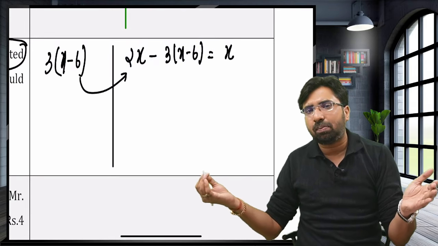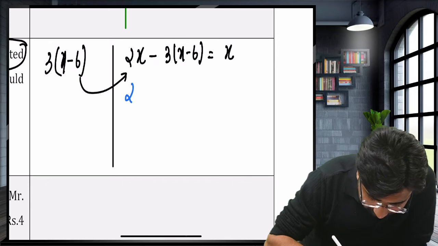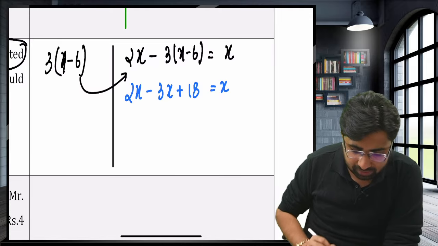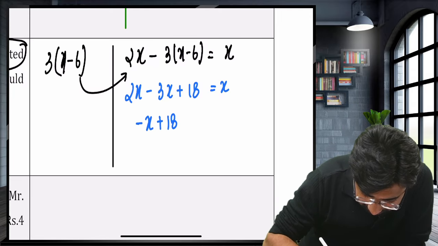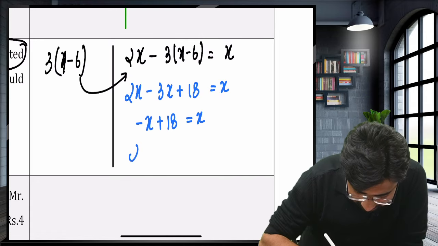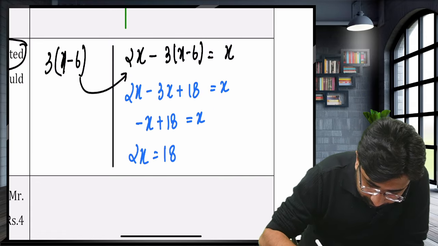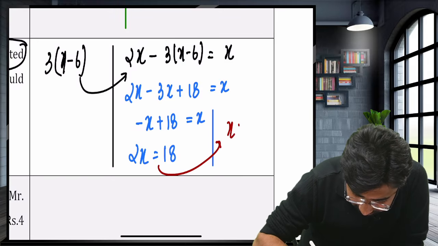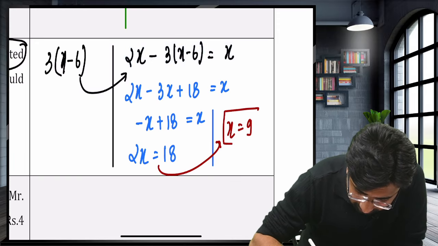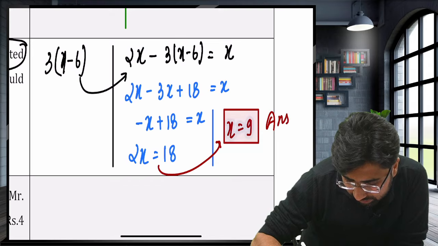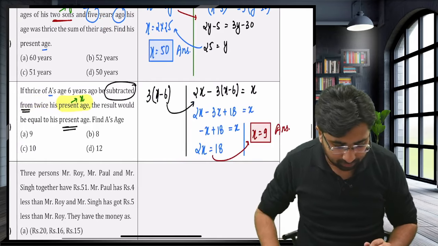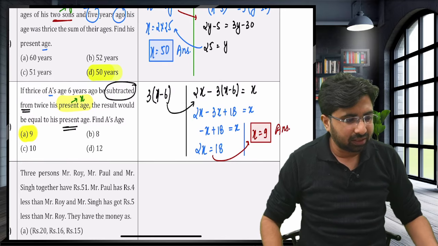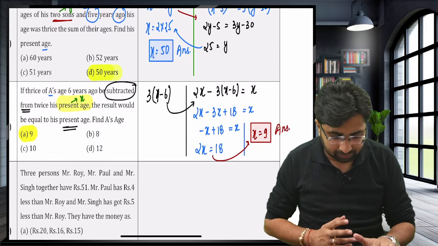They're simply asking the present age of that A. 2x minus 3x plus 18 is equals to x, minus x plus 18 is equals to x. So guys, can I say 2x is equals to 18? So x is equals to 9. This is the correct answer, everybody. Can I move forward? Aman sir, option A is the right answer.